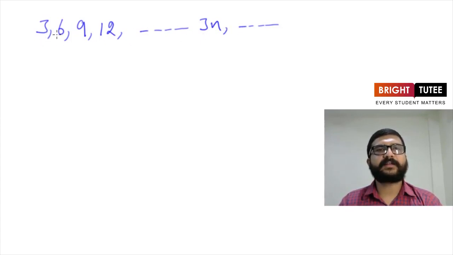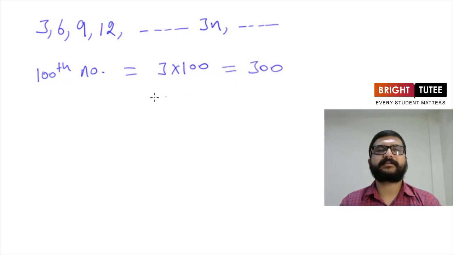The first number is 3 into 1, the second one is 3 into 2, the third one is 3 into 3, and the fourth one is 3 into 4. Similarly, let's suppose we have to tell the 100th number of this pattern. The 100th number will be 3 into 100, that is 3 into the position. In the first position it is 3 into 1, in the second position it is 3 into 2, in the third position 3 into 3. Similarly, in the 100th position it will be 3 into 100, and this is 300.